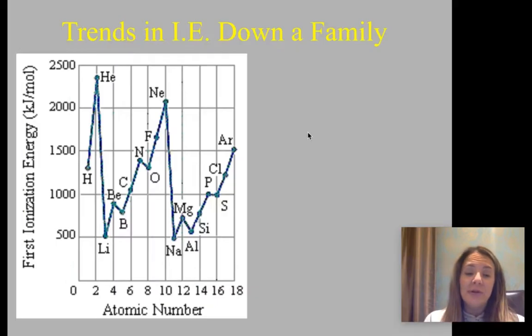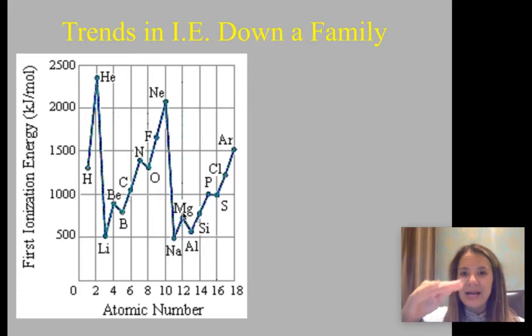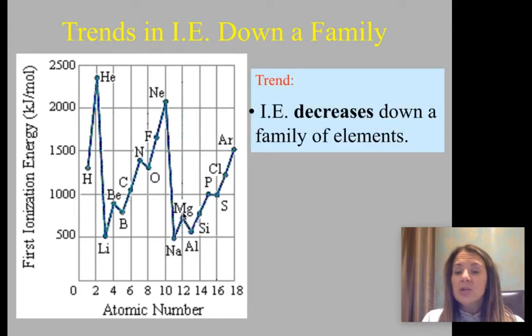Now, when we look down a family, I would have to look at a family specifically. So let's say we were looking at the noble gas family. As we go from helium to neon to argon, we're moving down, and we notice that the ionization energy is also getting less. And the same thing as we go from lithium to sodium to potassium, whatever family we're in, if we're looking at the alkaline earth metals, beryllium, magnesium, as we're moving down the family, it would appear as if the ionization energy is also dropping. So it decreases as we move down a family of elements.